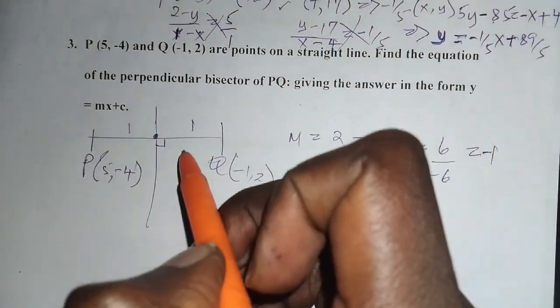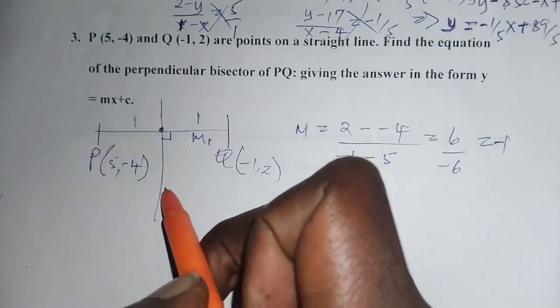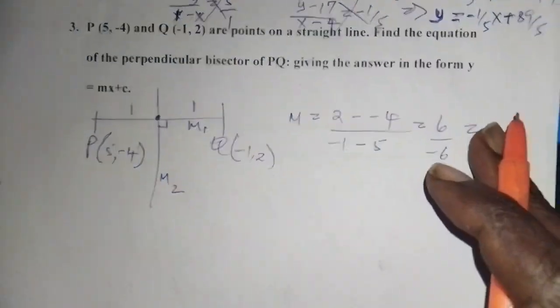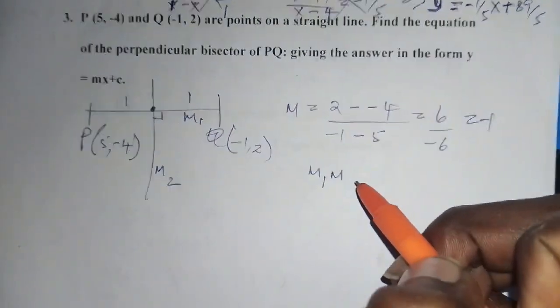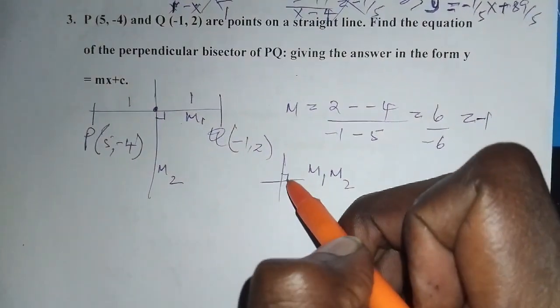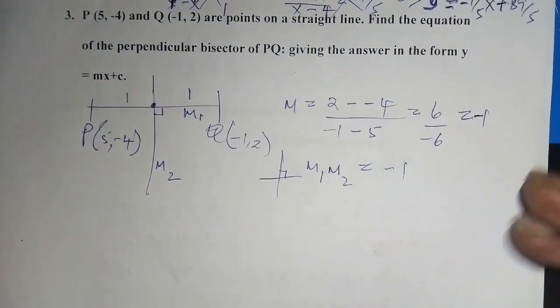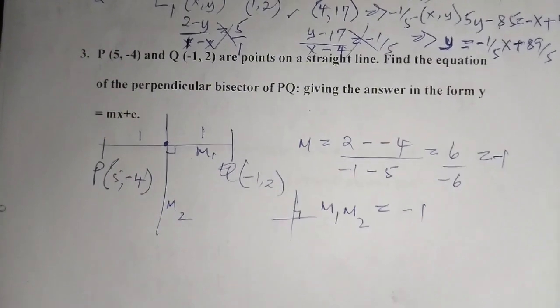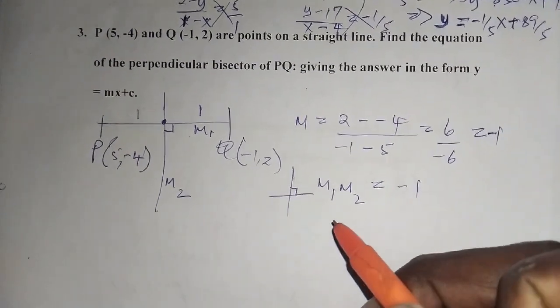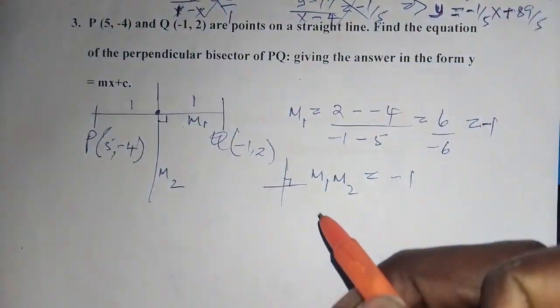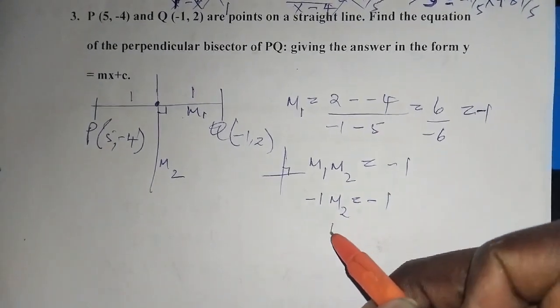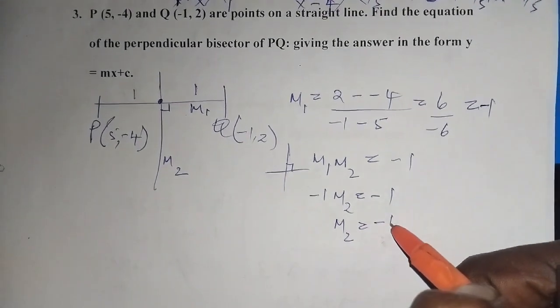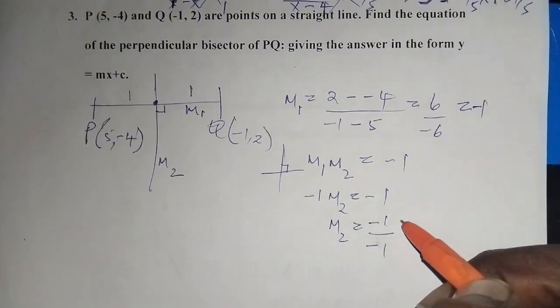Since the two lines are perpendicular, to get M2, we have M1 times M2 for perpendicular lines, which will give you negative 1. So we shall have our M1 is negative 1 multiplied by M2, which will give you negative 1. So it means our M2 is negative 1 divided by negative 1, which is positive 1.